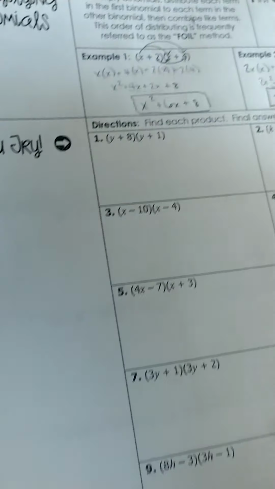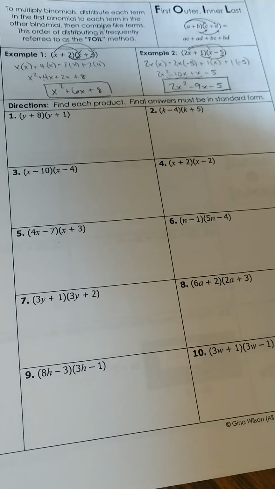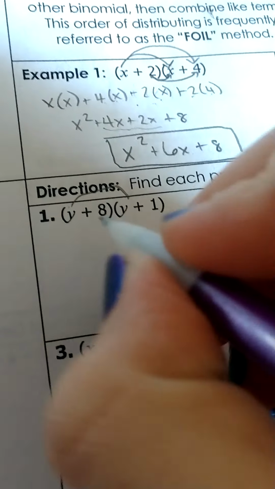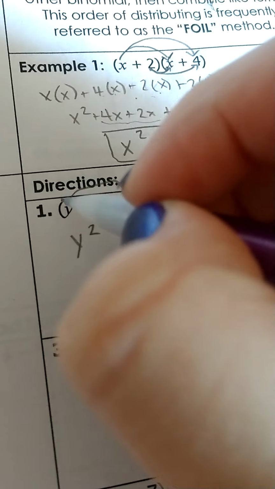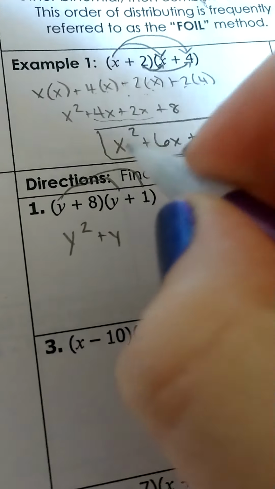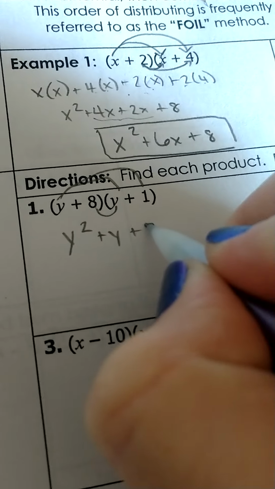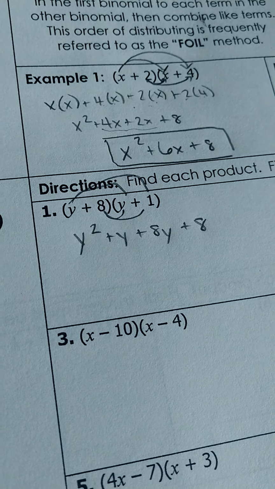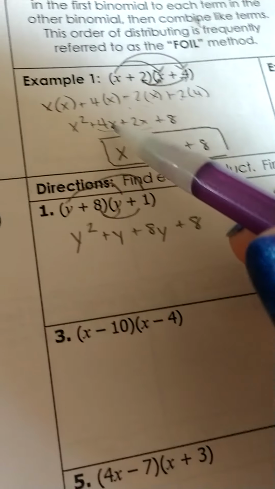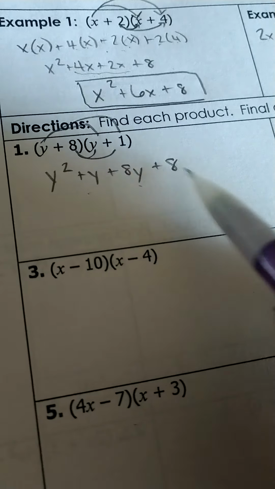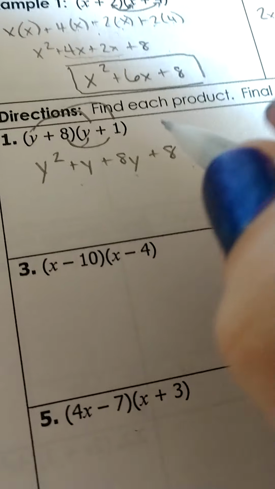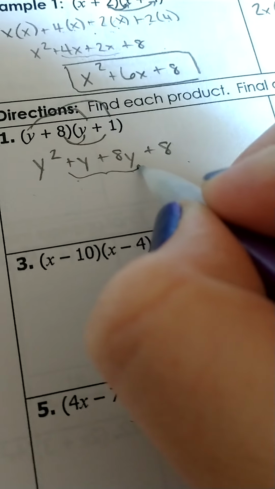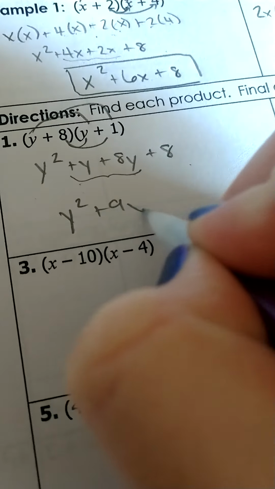So going down here, you're doing the same thing. Find the product. Answers must be in standard form. So we're going to start going through. We're doing the same exact thing. So y times y is y squared. Y times 1 is y. 8 times y is 8y. 8 times 1 is 8. So essentially, when you're doing these, you should have 4 terms every single time you do multiplication. And then you're going to simplify it down. Sometimes you're going to get 3 terms, sometimes you're going to get 2 terms, but we'll get into the 2 terms later. Combine your like terms. Y squared plus 9y plus 8.